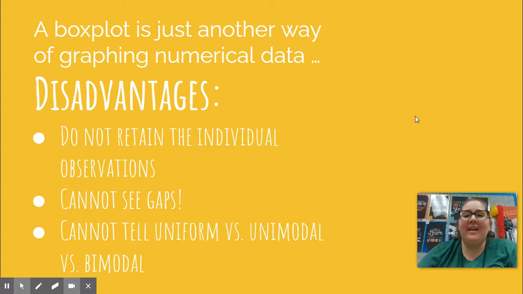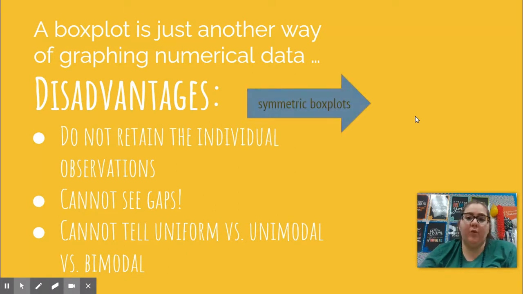And we also can't tell anything about modes. We can't see the peaks, those peaks that we see on a histogram or a dot plot or a stem plot. We cannot see that in a box plot. So we cannot tell whether the data is uniform or unimodal or bimodal or multimodal or whatever.